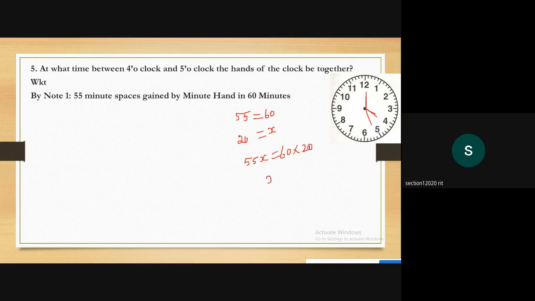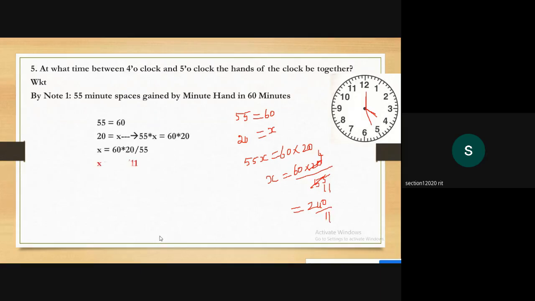So I can write x is equal to 60 into 20 divided by 55. If I simplify it, this is 4 and this is 11, and 6 4s are 24, so 240. So 240 by 11 will be the value. You can see here, 240 divided by 11. Now I need to find out the mixed fraction value.